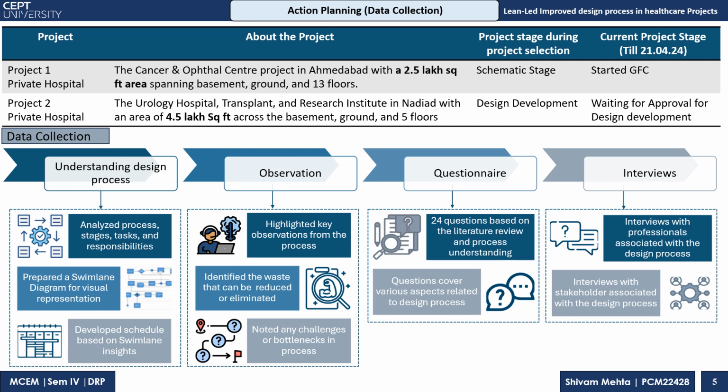Now we'll see how the data collection was done. First of all, understanding the process: analysis of process, stages, tasks, and responsibilities was done. Then preparation of a swimlane diagram for visual representation. Then development of a schedule based on the swimlane, then observation, highlighting the key observations from the process, identifying the wastes that can be reduced or eliminated, then noting any challenges or bottlenecks in that process.